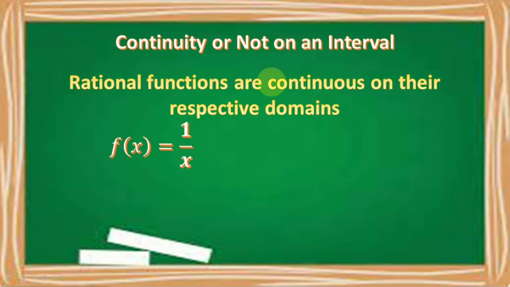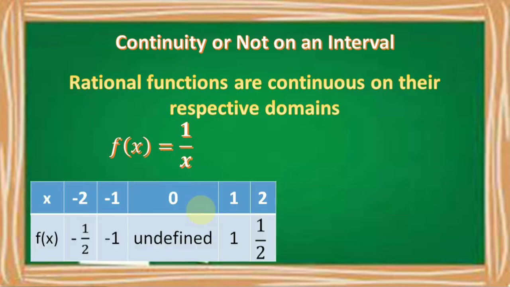Next type of function is the rational function. It says that rational functions are continuous on their respective domains. Let's have the table of values. If x is negative 2, then f of x is negative 1 half because 1 divided by negative 2 is negative 1 half.